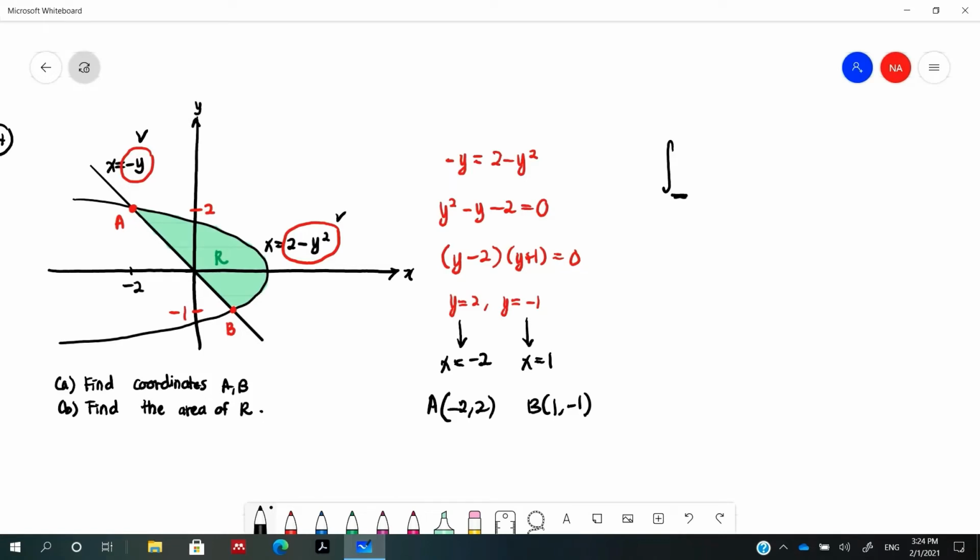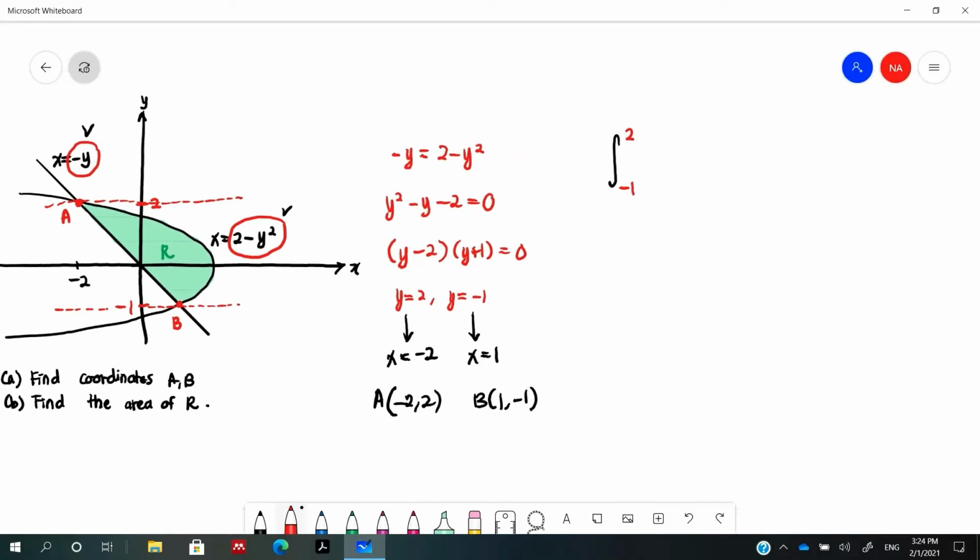So the value of this integral should be on the y-axis. So we want to integrate from negative 1, this is the borderline here, until 2, because it is bounded here. So from negative 1 until 2.